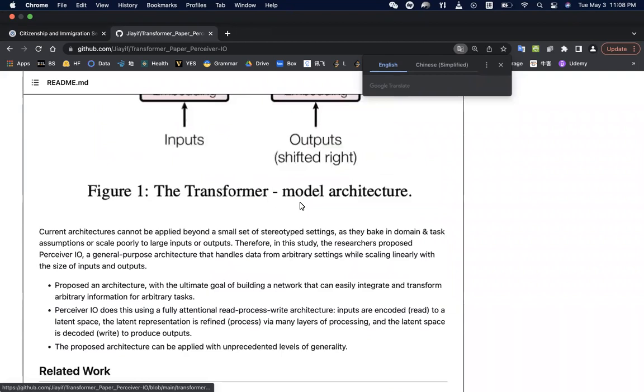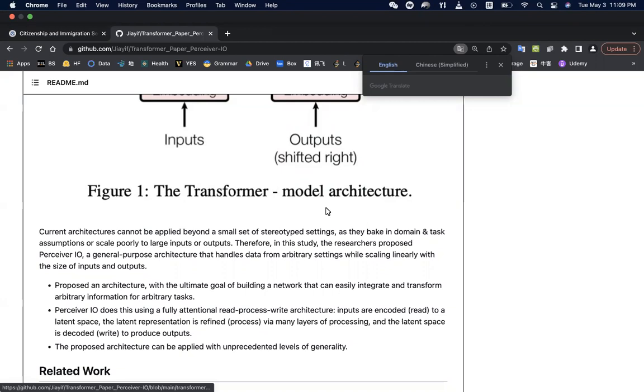The current architectures cannot be applied beyond a small set of settings, and their baked-in domain and task assumptions scale poorly to large inputs and outputs. So the researchers would like to propose a more general purpose architecture that handles data from arbitrary settings while scaling linearly with the size of inputs and outputs in this paper.